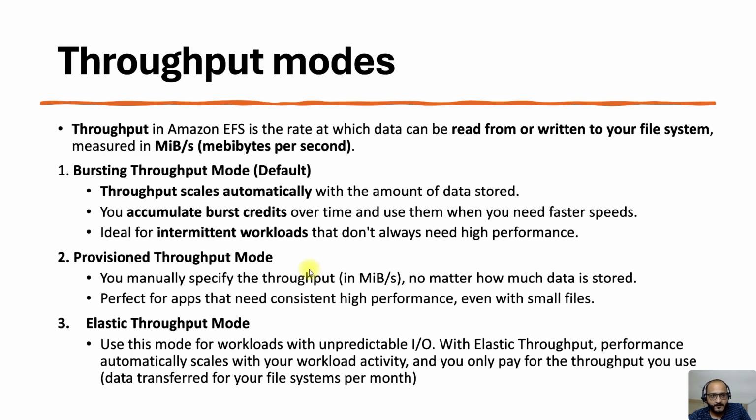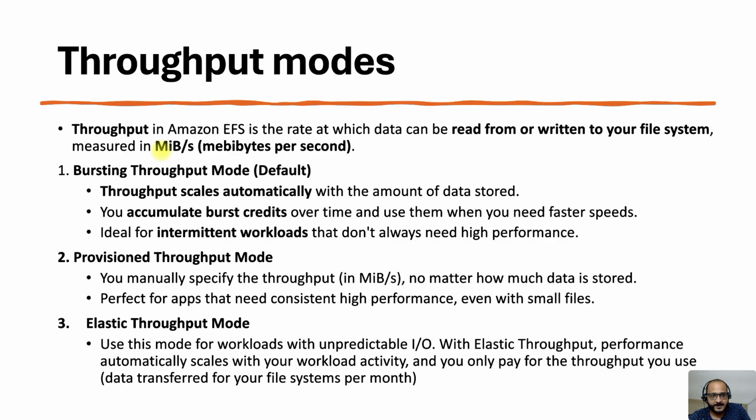Now there is a concept of throughput modes. When you create an EFS file system, there is an option called throughput modes. We will see it in a demonstration as well. Let's understand the use of this mode. Throughput basically means how much data can be read and written per second. Throughput in Amazon EFS is the rate at which data can be read from or written to your file system, measured in megabytes per second. So per second, how much data can we read and write from your file system?